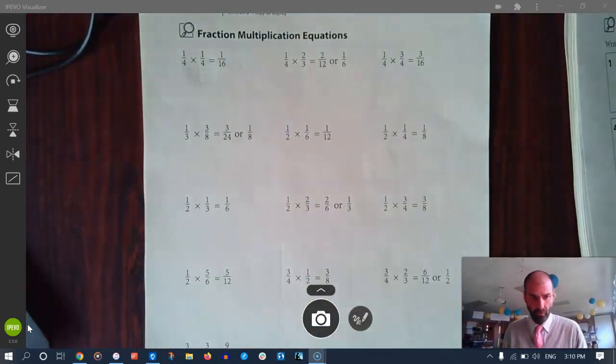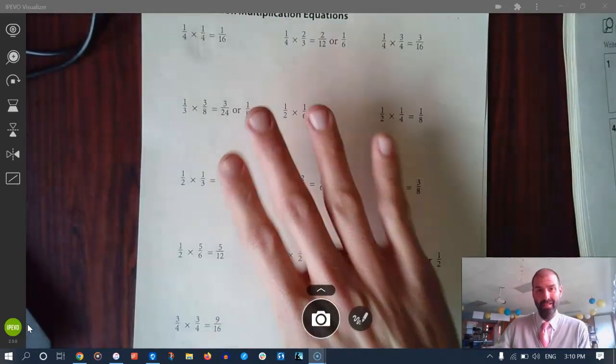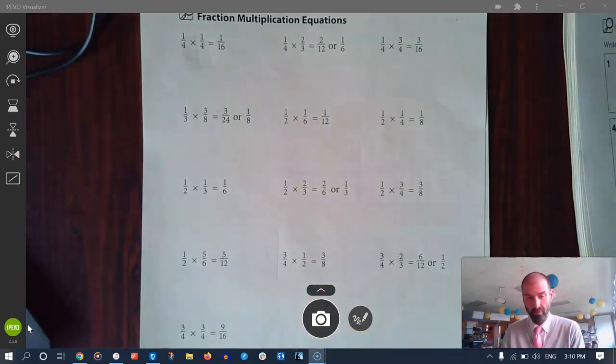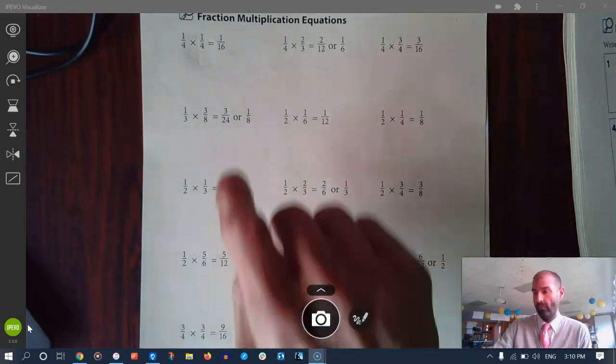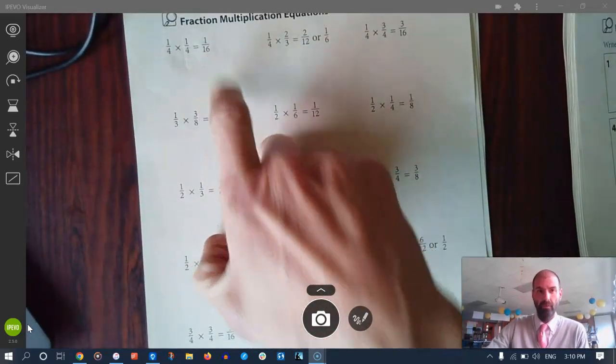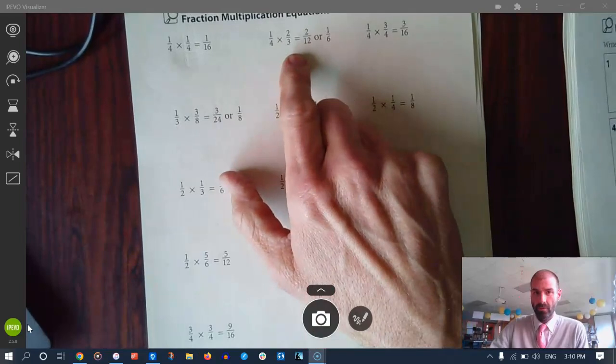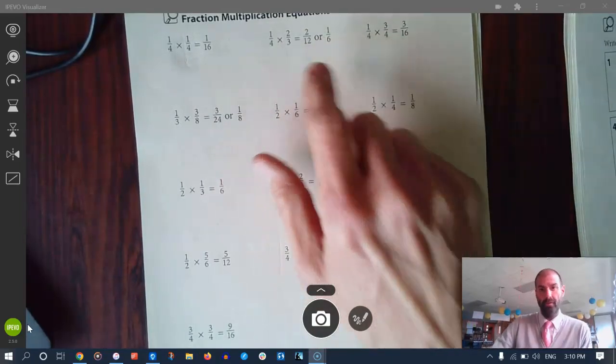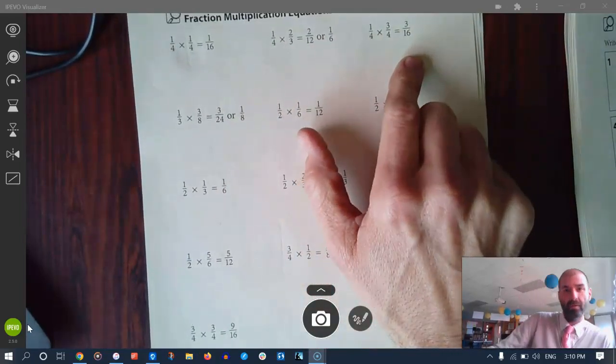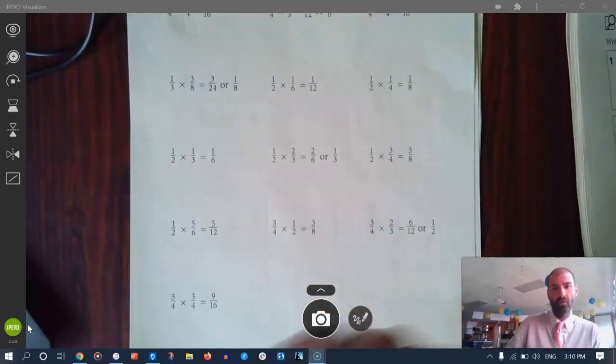All right, so the very first thing you're going to do is you're going to study these equations. All these equations are true. All right, 1/4 times 1/4 does equal 1/16. 1/4 times 2/3 does equal 2/12 or 1/6. 1/4 times 3/4 does equal 3/16. So going down the line, these are all true.